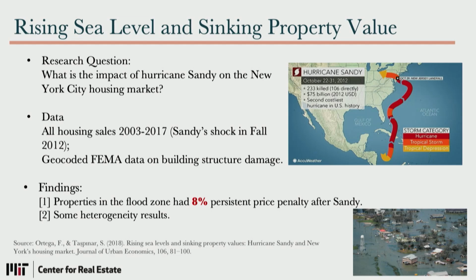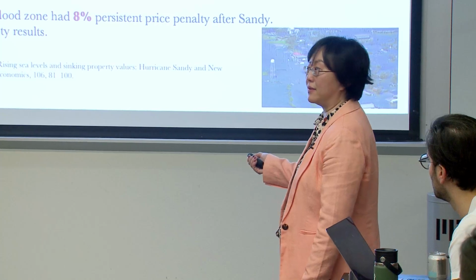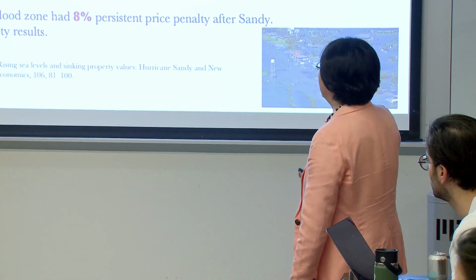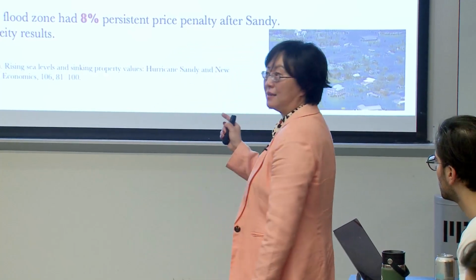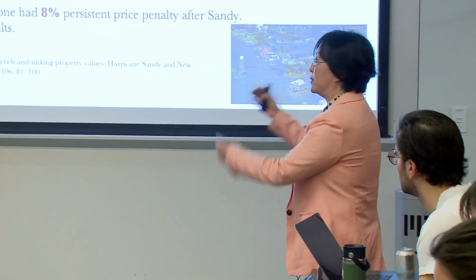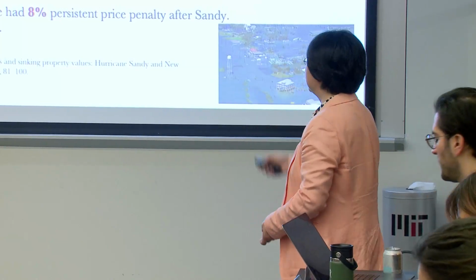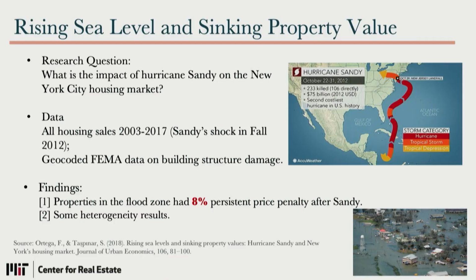They collect all the data. New York City is not that difficult to collect housing transactions for. It's very easy, and they geocode. They also got FEMA data on the damage. The good thing is they really have the damage data for the buildings, with several damage levels. They find properties in the flood zone had an 8% persistent price penalty after Sandy.